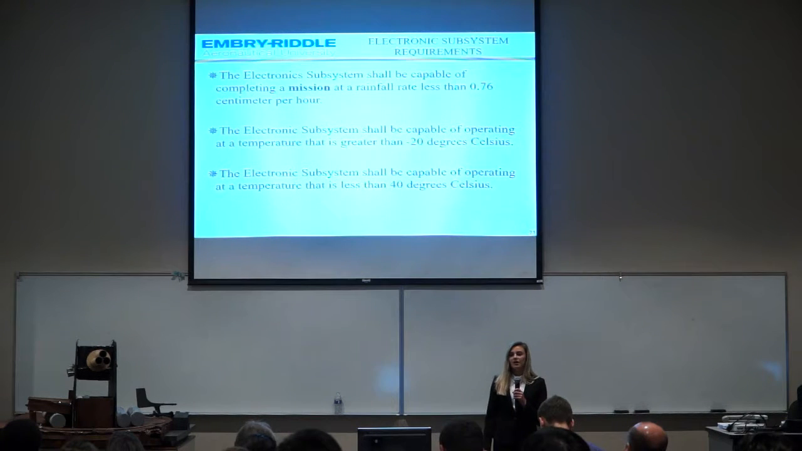The next 2 requirements are that the electronic subsystem shall be capable of completing a mission between the temperatures of -20 degrees Celsius and 40 degrees Celsius. These are the highest and lowest recorded temperatures in Prescott.